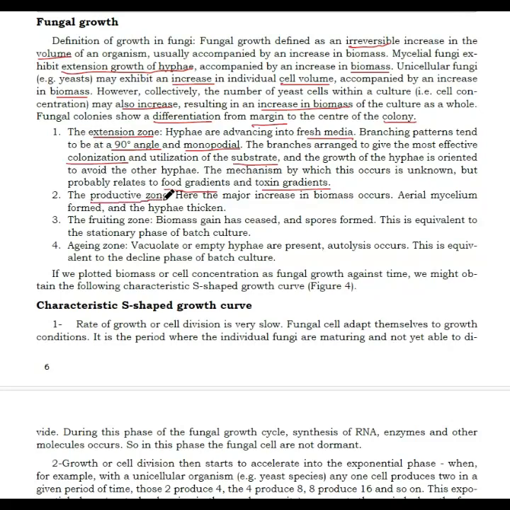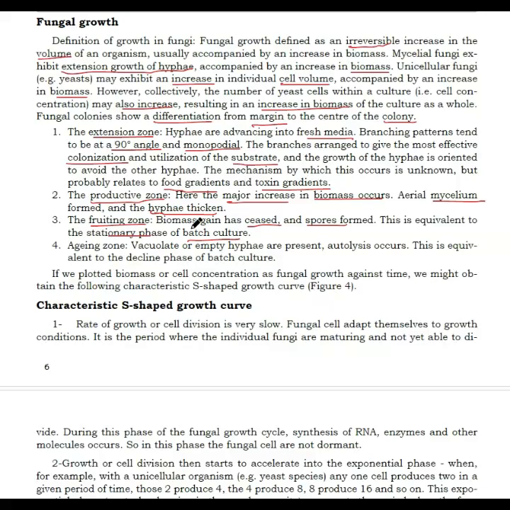So what is the productive zone? Here the major increase in the biomass occurs. So in the first phase the hyphae extend, and in the second phase the biomass increases, that means more branching, more aggregation, mycelium is formed, and the hyphae become thickened. And third is the fruiting zone, where biomass gain has ceased, but spores are formed. This is equivalent to the stationary phase of the batch culture, meaning no more growth will occur.